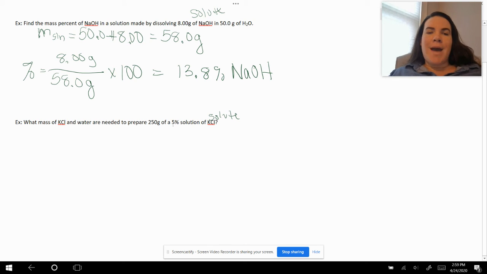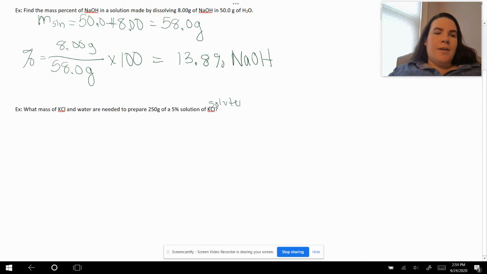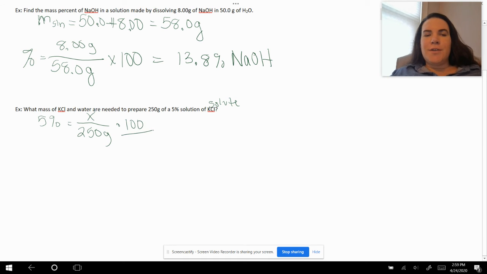Depending on how you do your math, you can either rewrite the whole equation, or you can convert this back to a decimal. So either you start by just writing 5% equals the one we don't know, call X, that's the mass of the solute, over 250 times 100. And then the first thing you do is divide by 100 anyway. So if you recognize that 5% is 0.05, you get to skip that step. Up to you.